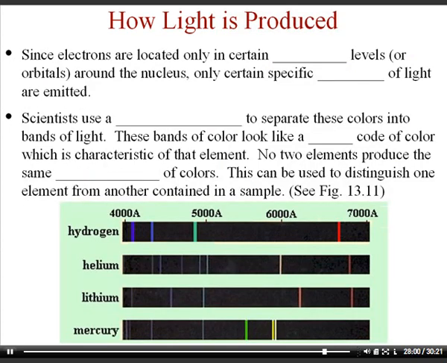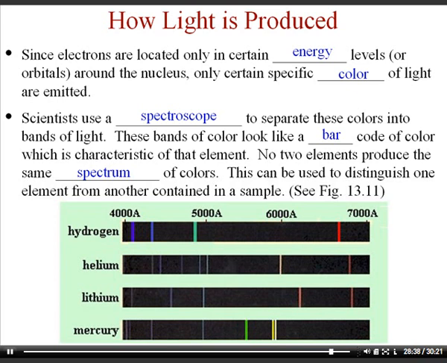What's interesting about this is that since electrons are only located at certain energy levels, or certain distances from the nucleus, they can only fall certain distances, so they can only spit out certain colors of light. And what a scientist can do is use a device called a spectroscope, which is a prism in a tube, and it separates the colors into what's called a spectrum, or an emission spectrum, and it kind of looks like a barcode of color, which is characteristic of that element. And no two elements can give off the same spectrum of colors because no two elements have exactly the same energy levels.